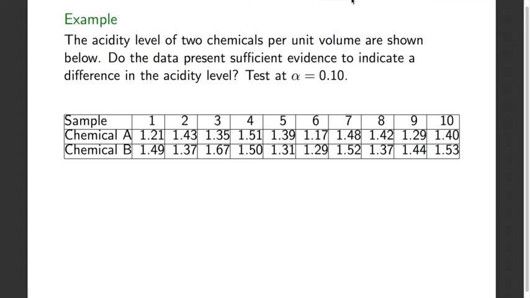Okay, so now we're going to look at example 2 in your notes, and this example is as follows. The acidity level of 2 chemicals per unit volume are shown in this table below. Does the data present sufficient evidence to indicate that there's a difference between the acidity level in chemical A and chemical B, and test at a 10% significance level? So we're going to look at these examples, and again you can see that it's paired data. It's the same sample that has chemical A and chemical B.